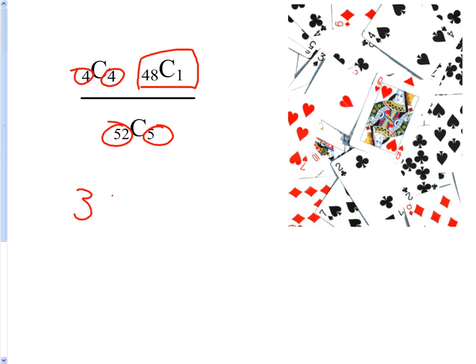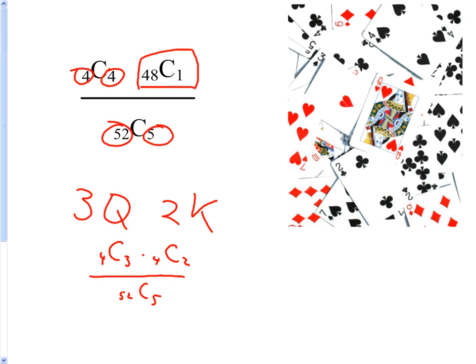I want 3 queens and 2 kings out of 5 cards that I get dealt. See if you can set me up. Set it up for me. And yes, I was dealt 5 cards. And you've got it right. Nice work.